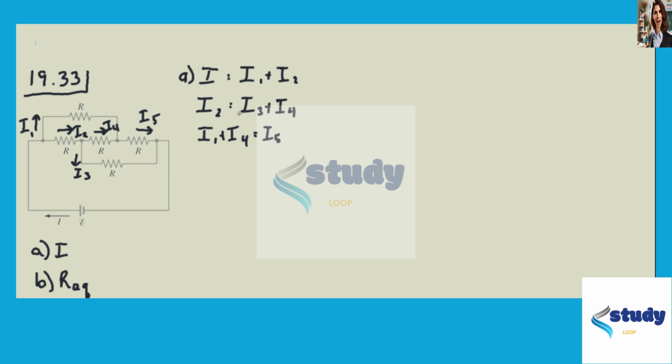So starting with this loop around these resistors, we have 0 equals negative I2R minus I4R plus I1R, going through the loop here to here, and then here, and then all around again.